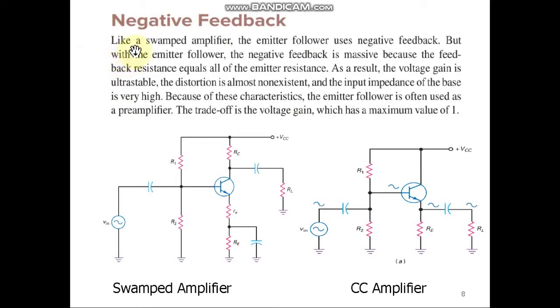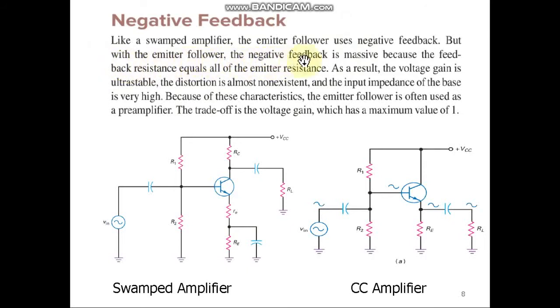Negative feedback. Like a swamp amplifier, the emitter follower uses negative feedback. Here we have shown the swamp amplifier and the common collector amplifier. In the swamp amplifier, you know that we are adding an additional RE which will provide the negative feedback.